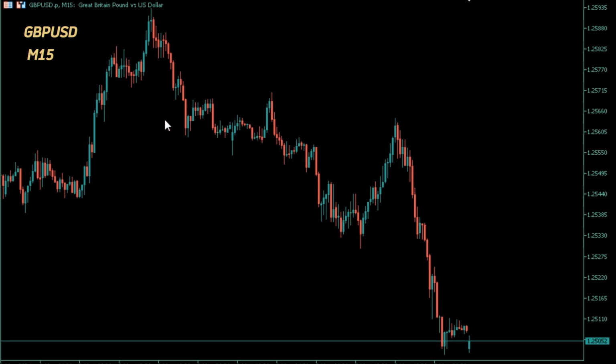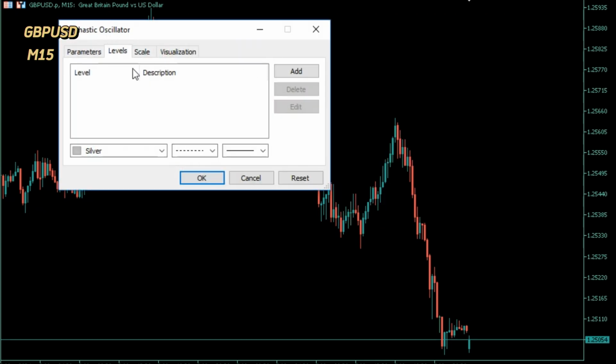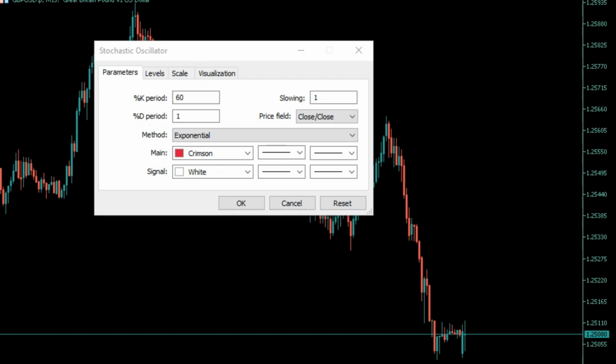After doing that, we fire up our first indicator, which is the stochastic oscillator. So this is the indicator. So we are now going to change the settings of this indicator. So guys, now we need to optimize the indicator.